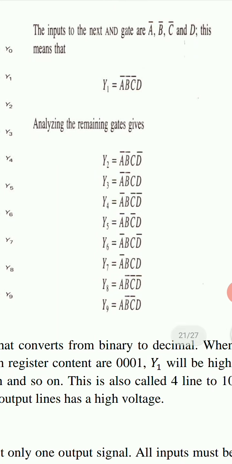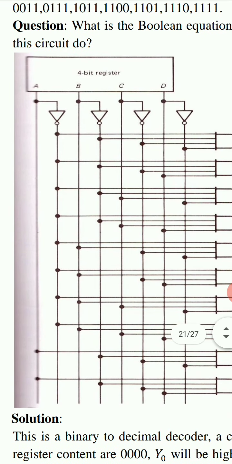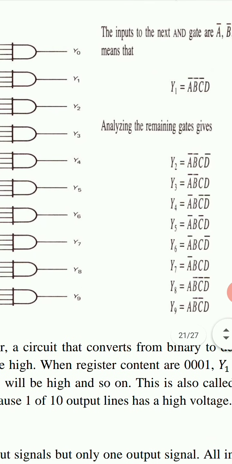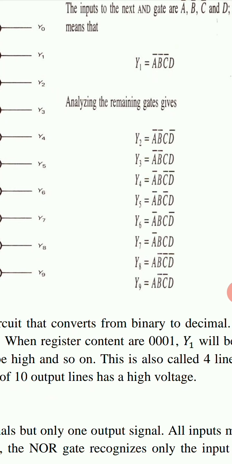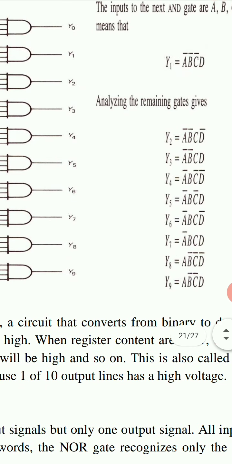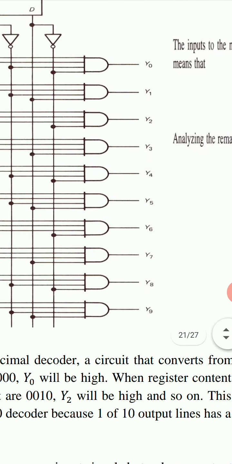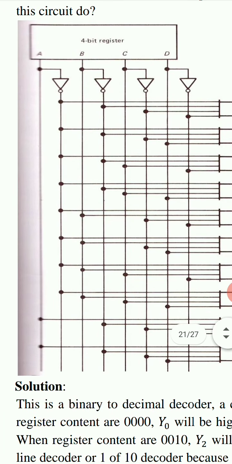Similarly, if we have an input word that is equivalent to decimal number 2, its equivalent binary number is 0010. When the input word is 0010, it is equivalent to decimal number 2. So we see here that output y2 is high. So one output will be high, that corresponds to the decimal number equivalent to this input word A, B, C, D.